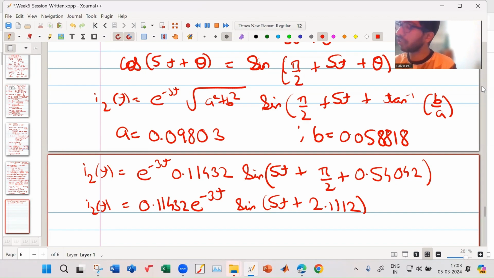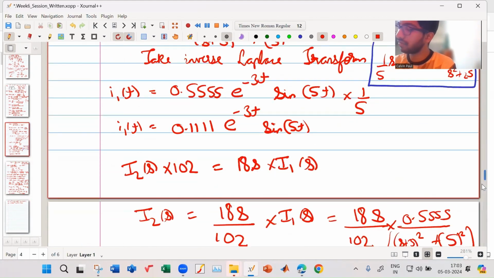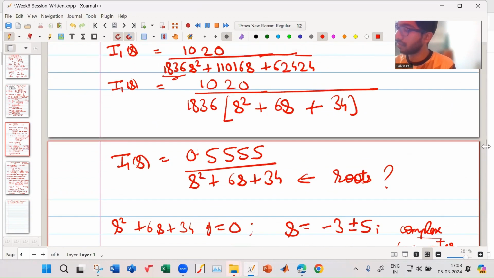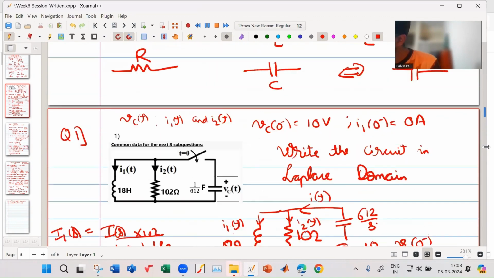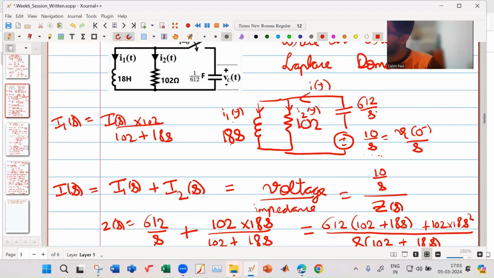Now what will be my voltage across my capacitor? I want to find this voltage across the capacitor, Vc of t. So when it is closed, this is actually equal to my voltage across my capacitor. The voltage across the capacitor is this entire thing. This is due to the initial condition. This is due to the impedance of the capacitor. So this is my entire voltage across my capacitor.